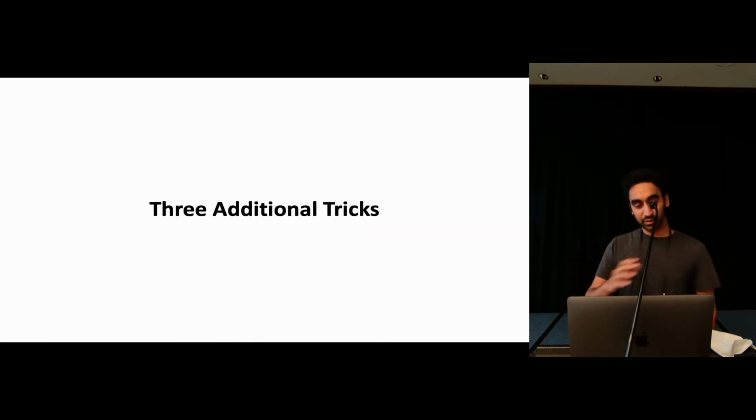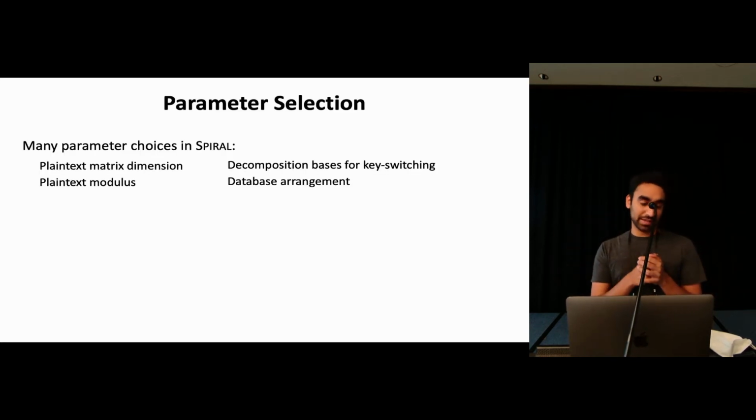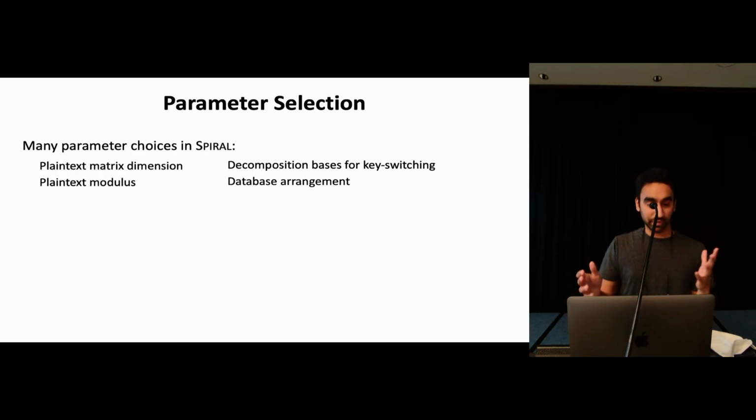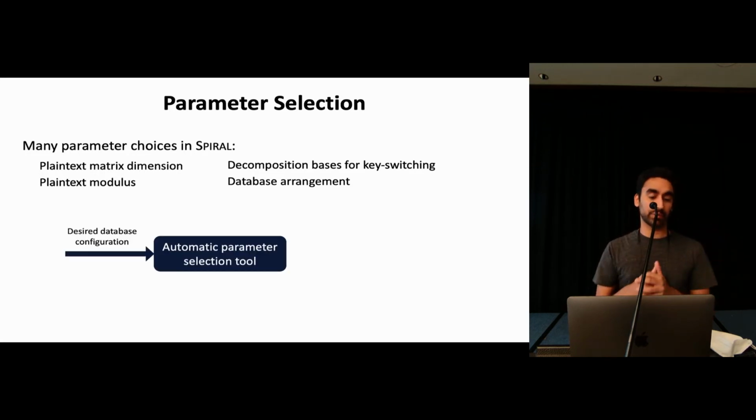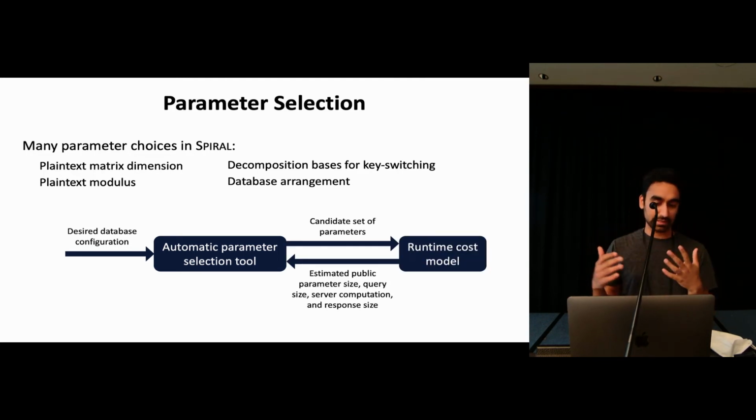I'll talk about 3 little additional tricks that we use in this scheme. There's more details in the paper, but I just want to call them out. The first is that we choose parameters automatically. As you build these schemes, there is an explosion in the number of knobs that you can tune. We wanted to choose our parameters systematically, so we built a tool that takes in the database configuration and then evaluates many sets of parameters against a cost model. In this case, we use the AWS cost model.